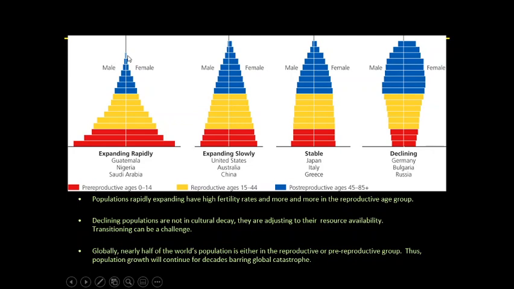Okay, so what we see is that in developing countries that have rapidly expanding populations, we tend to see a really wide base to the pyramid here, and you see a sort of curvy slope to the sides here as it truncates up to the top.